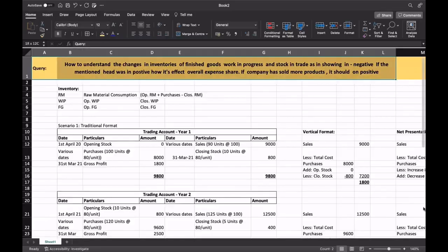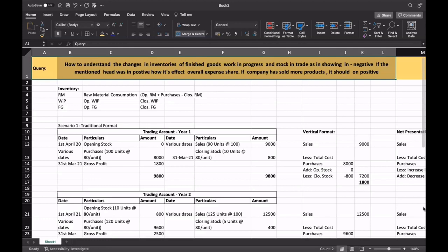I received this query. How to understand the changes in inventories of finished goods and work in progress and stock in trade as shown in negative. If the mentioned head is positive, how will it have an effect on the overall expense? If the company has sold more products, it should be positive. Okay, so it's linked to that.